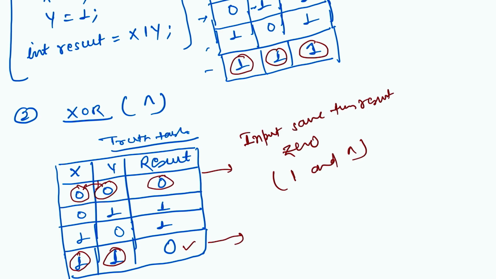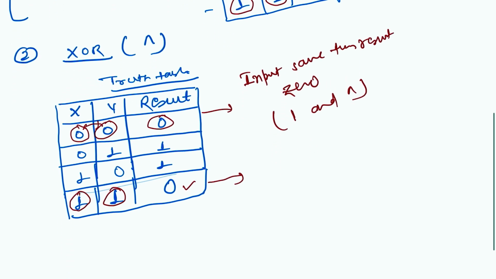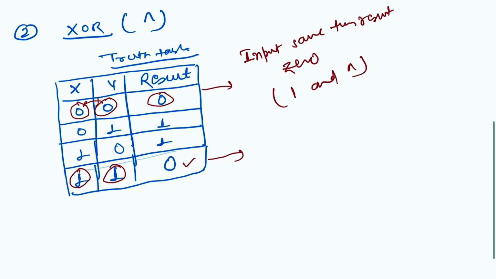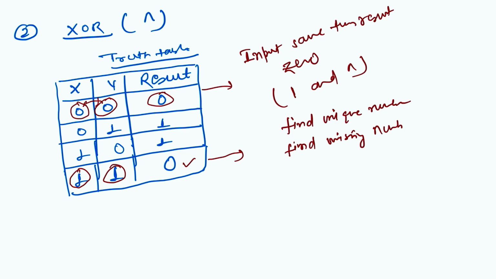The XOR operation is widely used in solving problems. Suppose you have a question like find a unique number or find a missing number. Basically, these are the questions asked during the interview, and also in addition and subtraction, where this XOR operation is used widely.